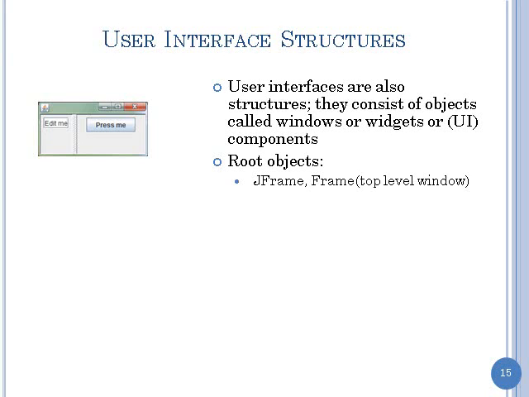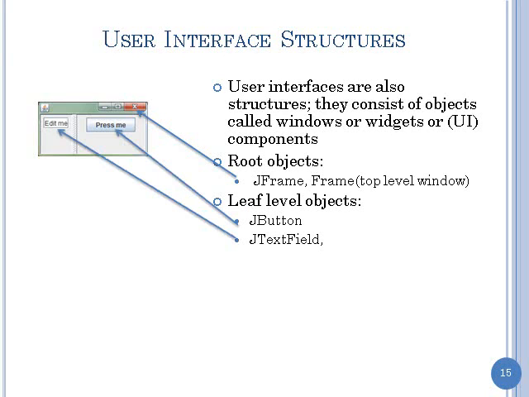So we have JFrame or frame is a top level window. There are 2 implementations of the same kind of object. They don't implement the same interface. I wish they did. They would have made life easier, but they don't. So that's the frame. We have some leaf level objects, JButton, JTextField. So again, we've got this terminology to describe now what we create in the user interface. And we have some internal nodes.